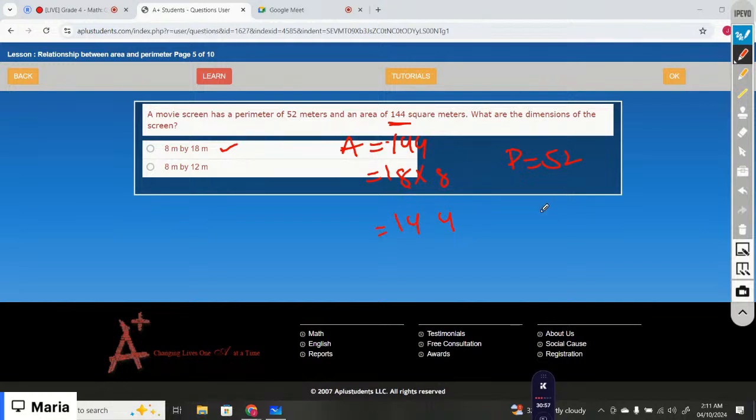You can check for the perimeter. Just add 8 plus 8 plus 18 plus 18. So which is the correct option? 36 plus 16, yeah, that is 52. So option number 1 is the correct option. That is 8 meters by 18 meters is the correct option. Option number 1 is the correct option. If you have any questions, please ask.